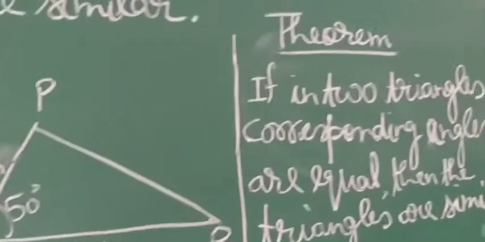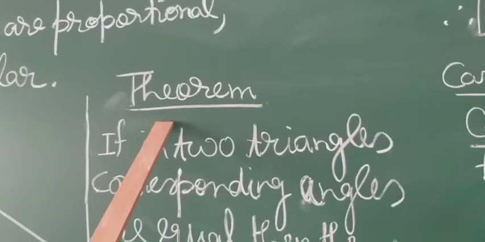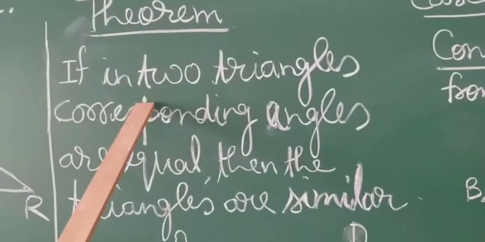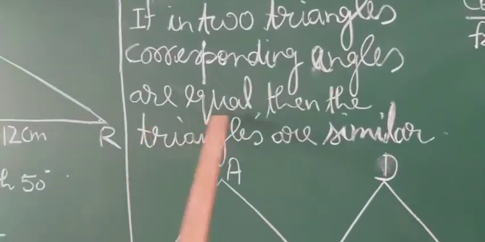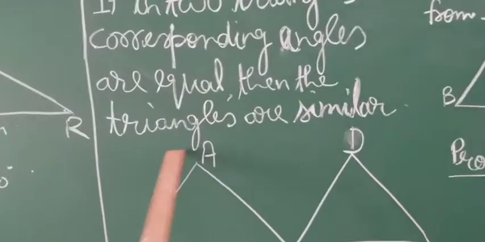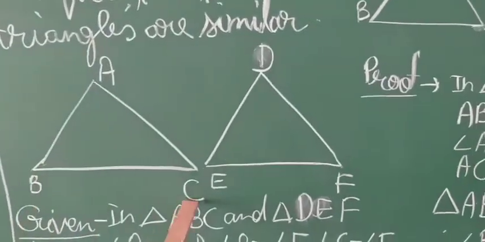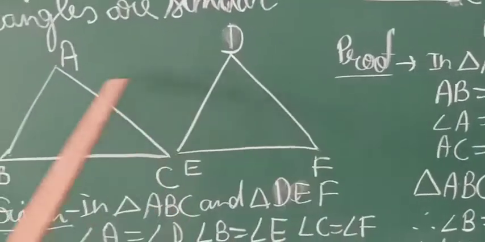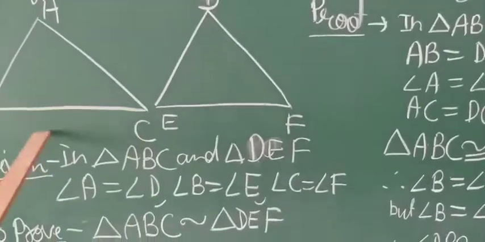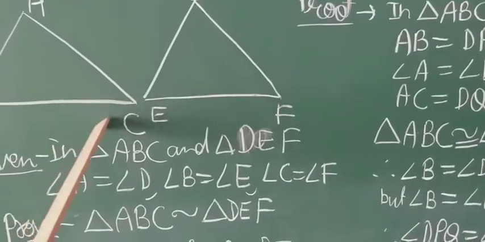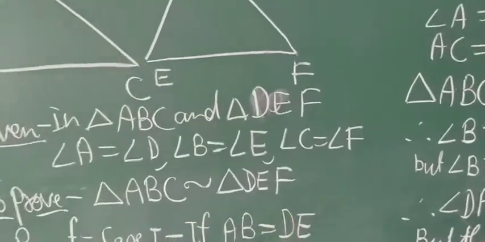Now students, we are going to take the theorems of similarity one by one. So the first theorem of similarity, students: if in two triangles corresponding angles are equal, then the triangles are similar. So these are two triangles, students, ABC and DEF. Angle A is given equal to angle D, angle B equals angle E, angle C equals angle F. We have to prove triangle ABC similar to triangle DEF.